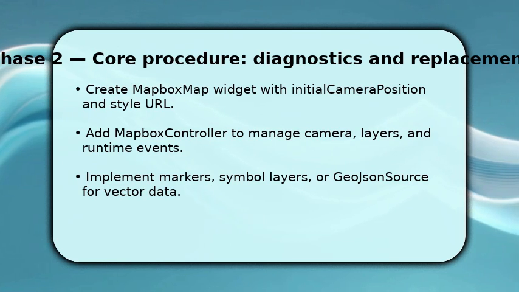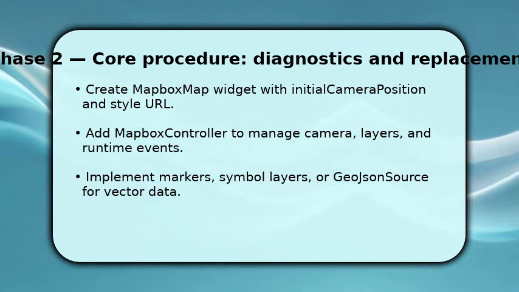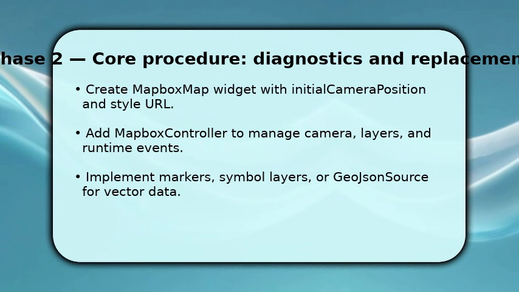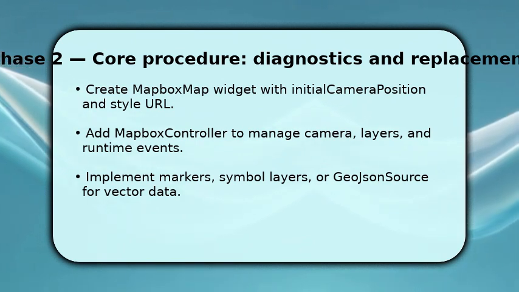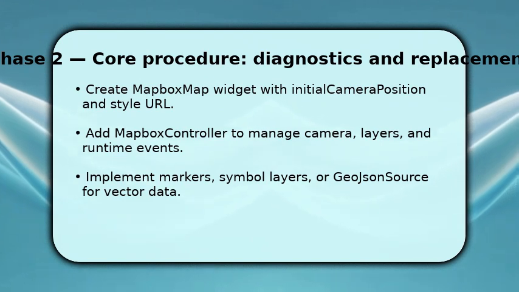Add markers by using a symbol layer or add a GeoJSON source for many points. This scales better. Make sure to choose an appropriate style URL and request runtime permissions for location if needed. This ensures smooth rendering and correct user interactions.